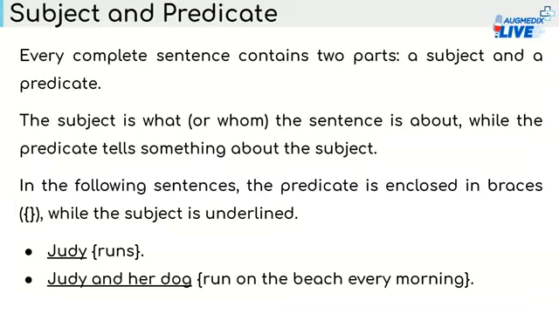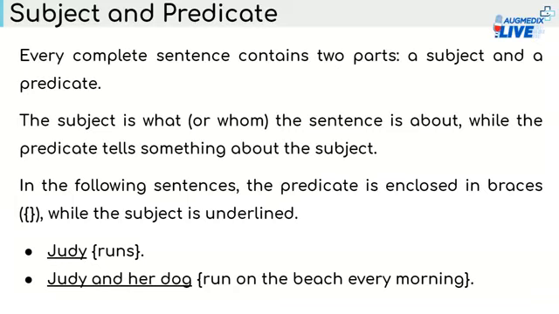So what do we have here? Every sentence in English, or most sentences in English, can be broken down to two parts. The first part being the subject, and the second part being the predicate of the sentence. So the subject is what or whom the sentence is about. Such as, for example, if you look at the sentence, Judy runs, here the subject is Judy, because the sentence is about the subject here, which is Judy again, right?